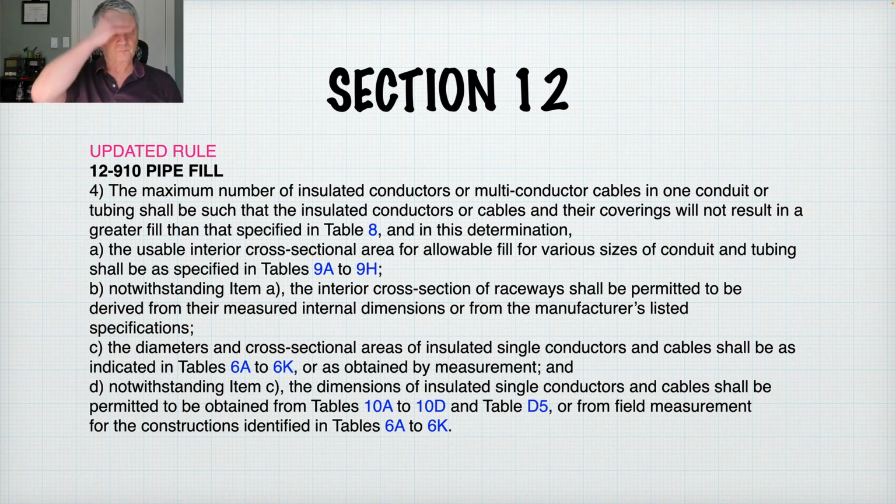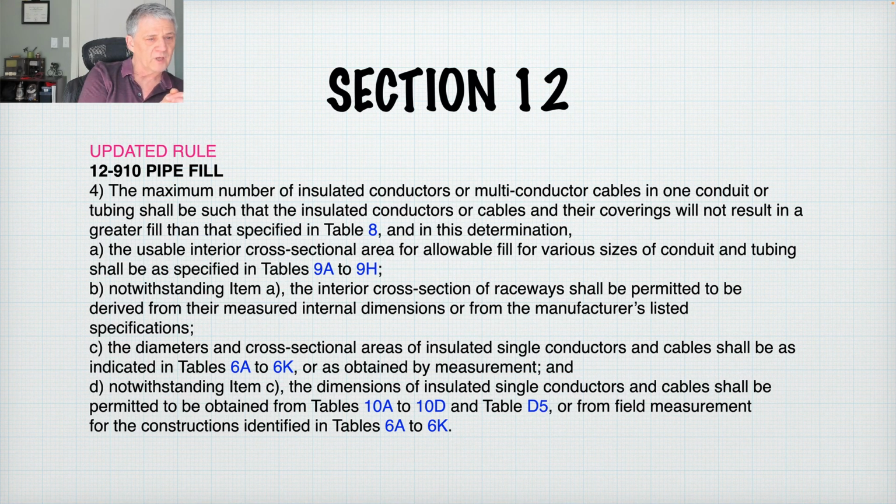Pipe fill. So updated rule. The maximum number of insulated conductors or multi-conductor cables in one. This is, I think everybody's pretty well aware of. You can put the number of conductors into a raceway. You size your raceway based on table 8. Percentage of fill determined by the number of conductors. And tables for allowable fill for various sizes of conduit. Table 9A through 9H.